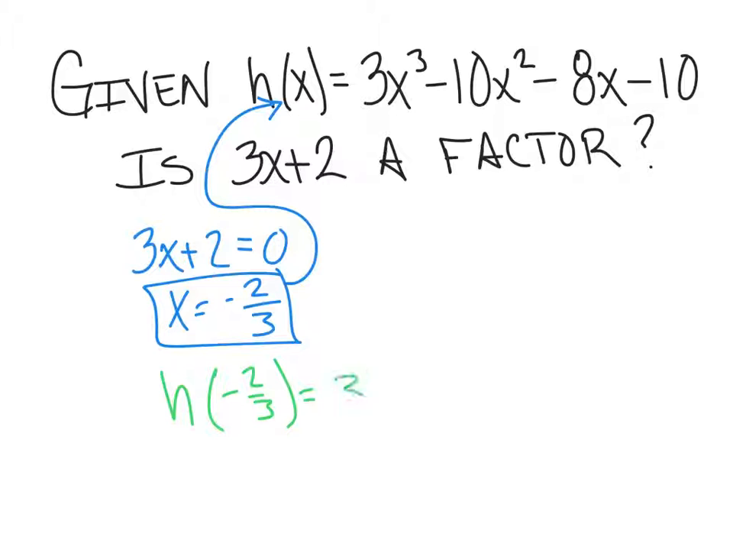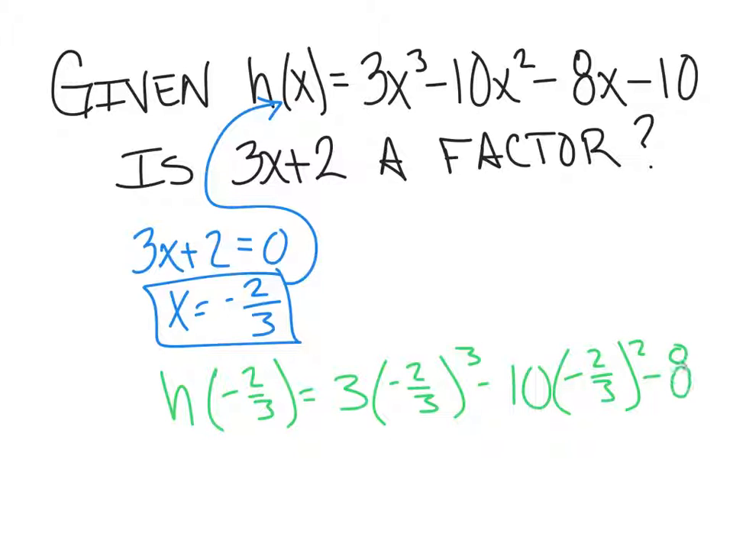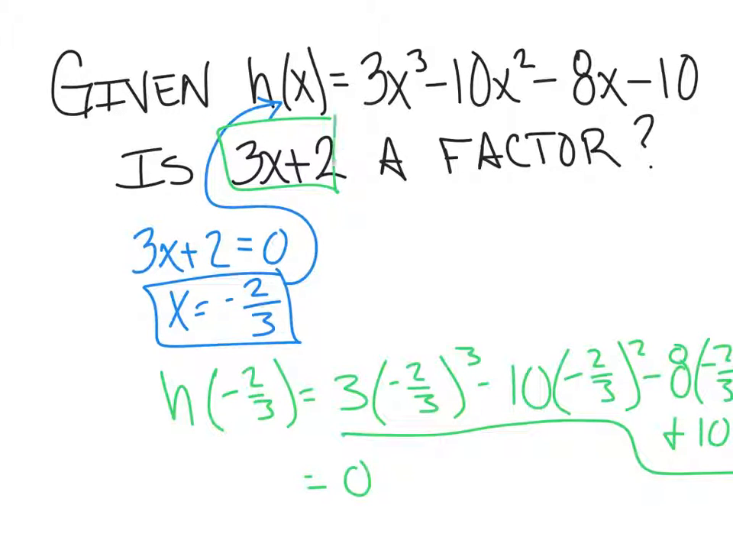We're going to make this substitution across the board for every x, and now I really want to use a calculator to carry this one out. Oh my goodness, I'm going to run out of space here. And we'll get a plus 10. And once I did plug this all into my calculator, I did get 0. And again, so now my conclusion is yes, 3x plus 2 is definitely a factor due to the remainder theorem.